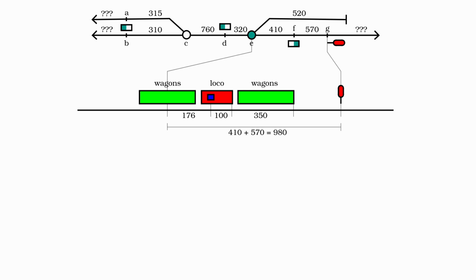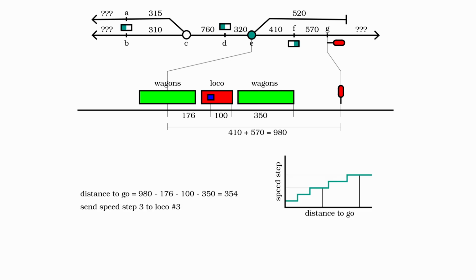Let us also see what happens if wagons are in front of the locomotive. Because you can input the length of the wagons into the system, it can compensate for that. It simply subtracts the length from the distance to go. In this example, with 350 mm of wagons, the speed step would have been changed to step 3 instead of step 5, and in this way bring the train to a complete stop right where the wagons are in front of the signal.